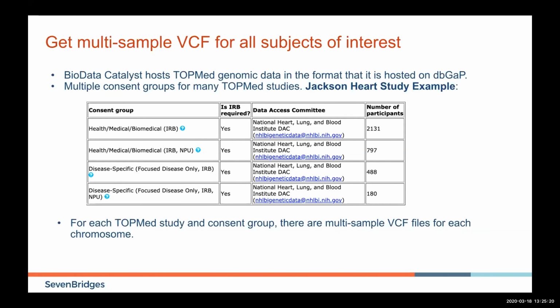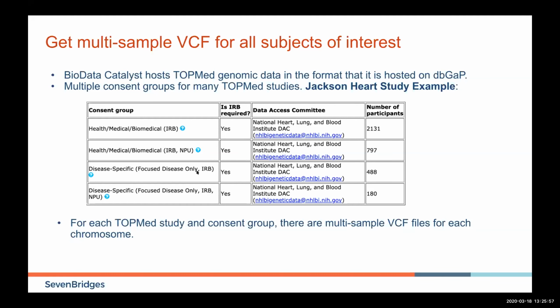And so the first one dictates that researchers could use this data for all health, medical, and biomedical research, as long as they also have the IRB approval. There are other consent groups that are for disease-specific research, but still with the IRB approval.